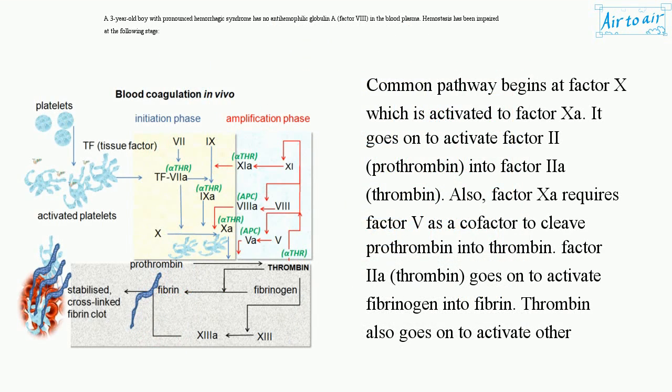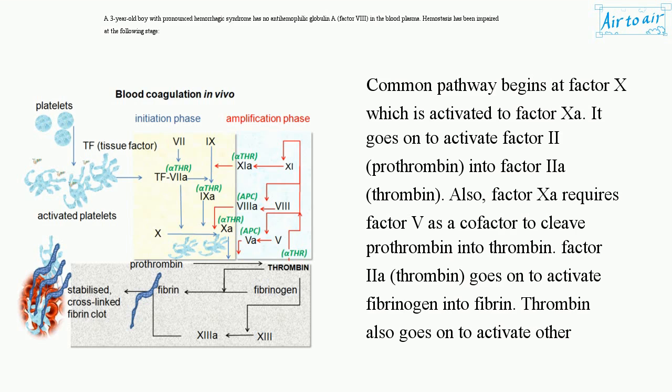Common pathway begins at factor X, which is activated to factor Xa. It goes on to activate factor II, prothrombin, into factor IIa, thrombin. Also, factor Xa requires factor V as a cofactor to cleave prothrombin into thrombin. Factor IIa, thrombin, goes on to activate fibrinogen into fibrin.